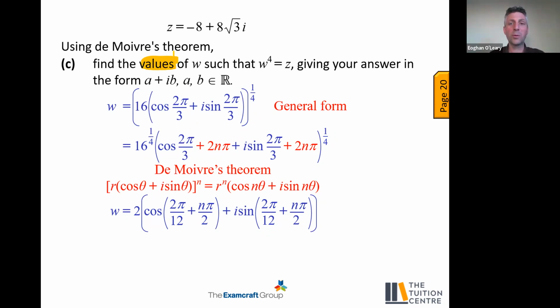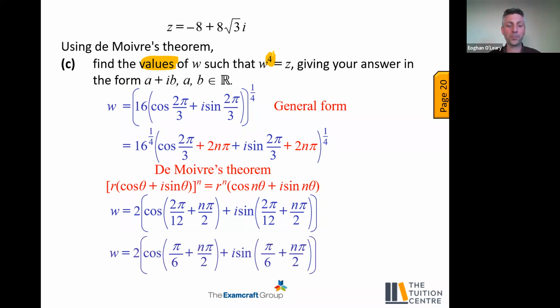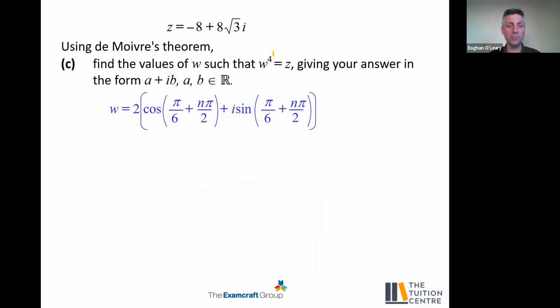What we're going to do is sub in different values for n, and we're going to get different answers. Those of you who've done it a number of times know we're going to have 4 distinct answers because the power is 4. So we start off with the easiest one, which is n equals 0.